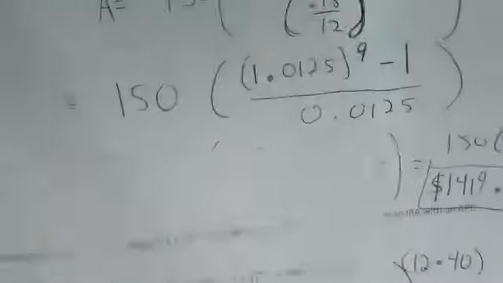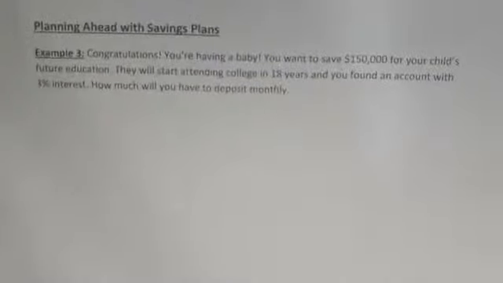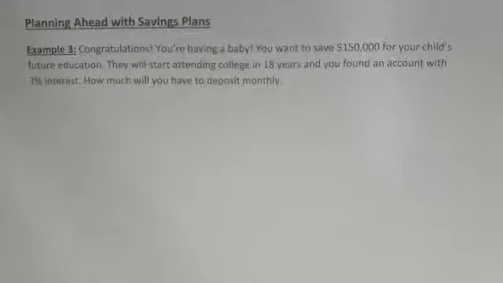All right, so one more. What does it say? Congratulations, you're pregnant. You're having a baby. Okay, so you want to save 150K for your child's future education. They're going to start attending college in 18 years. You found an account with 3% interest. How much do we have to deposit monthly?